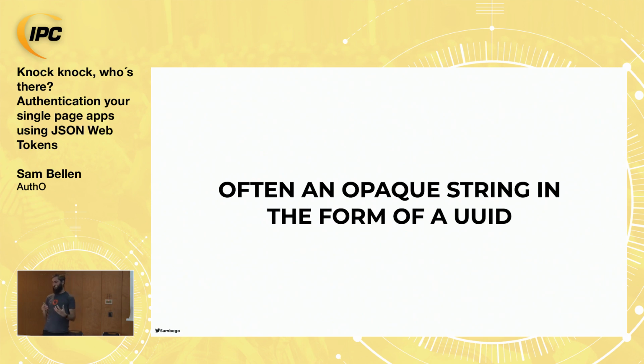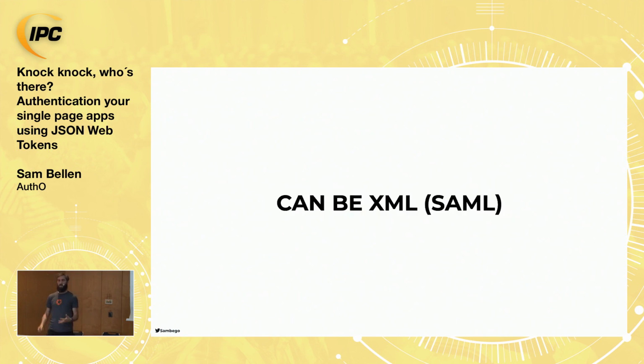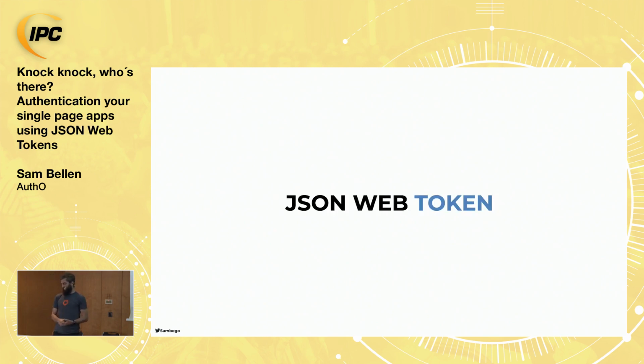And they're often an opaque string in the form of a UUID, which means they don't contain any information. They're just a random, unique string, which you have saved in your database or in your backend someplace. And based on this database entry, you can get some more attributes like expiry date and what have you. But they don't have to be. They can be XML. If you're using SAML, a SAML token is XML. And they can be JSON Web Tokens, which is what I want to be talking about today.